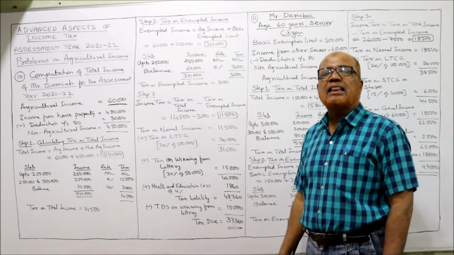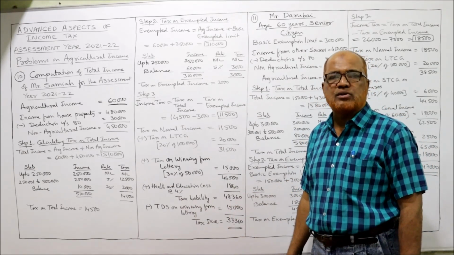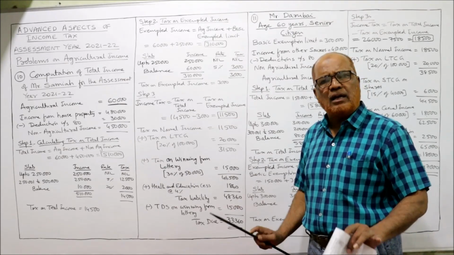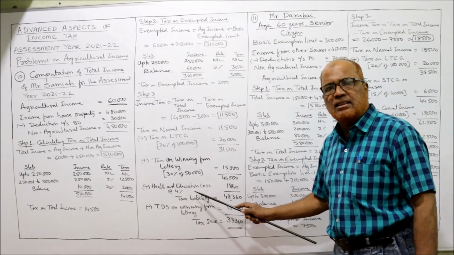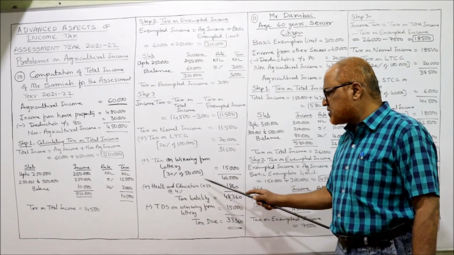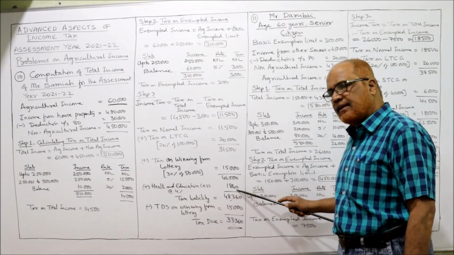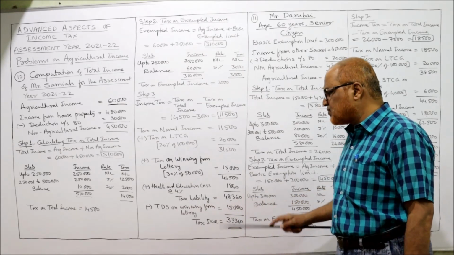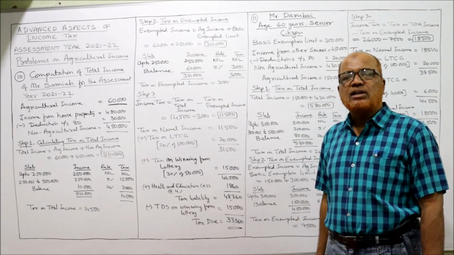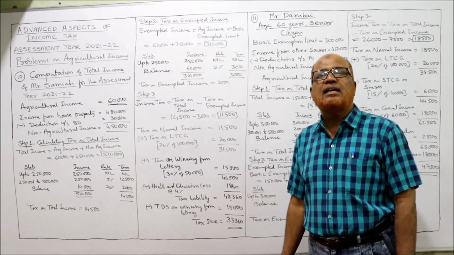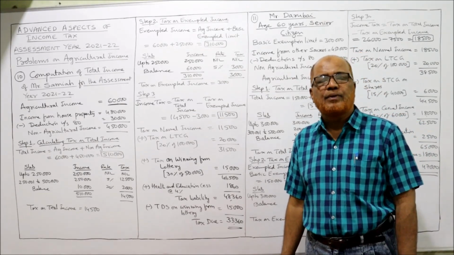To this we have to add health and education cess, 4%. In every problem, mandatory, whenever we calculate tax liability, add 4% health and education cess. So 4% of 46,500, 1,860. Add up. Tax liability is 48,360. From this 48,360, we deduct the TDS on casual income.